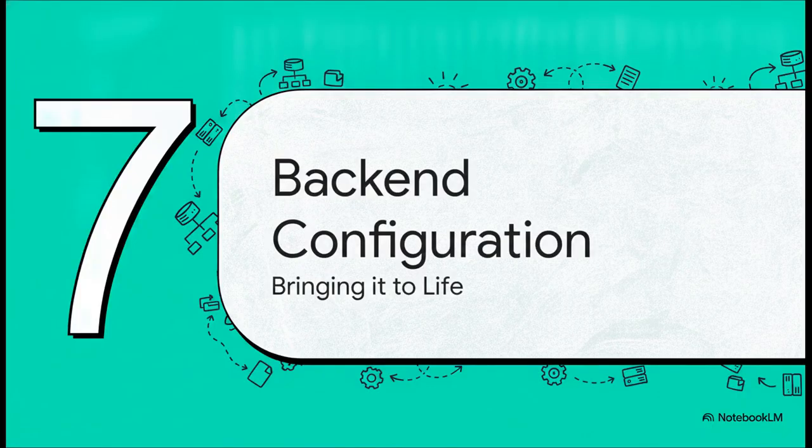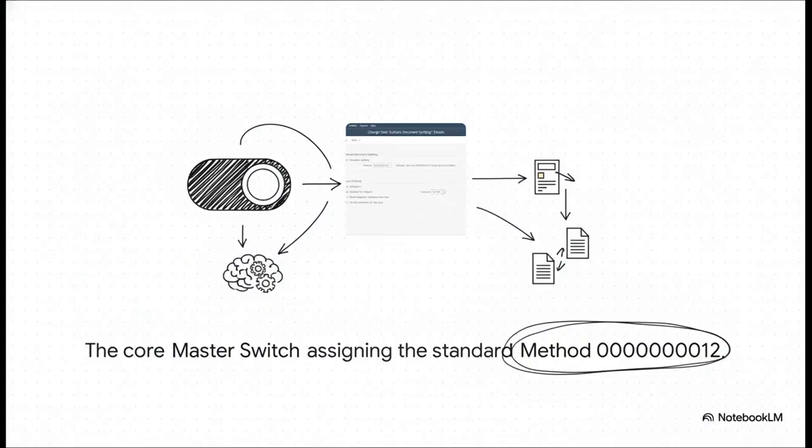Let's shift gears for Section 7, backend configuration and bringing it to life. Now, all of this incredible automation relies on a global master switch inside the system. In the Activate document splitting screen, a specific method must be assigned. For honestly about 99% of implementations worldwide, consultants rely on standard method 0000012. Yes, 12. It's essentially the brain of our SAP detective, containing all the complex rule mappings for standard business transactions.